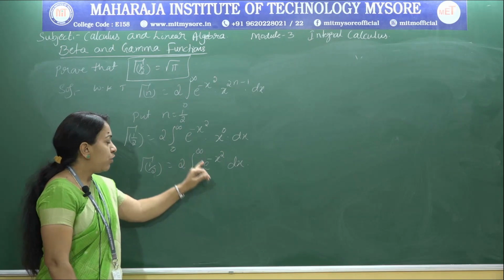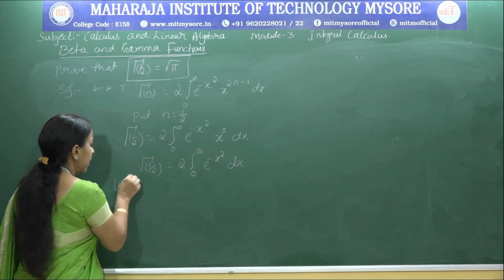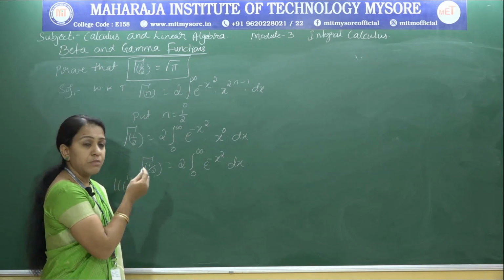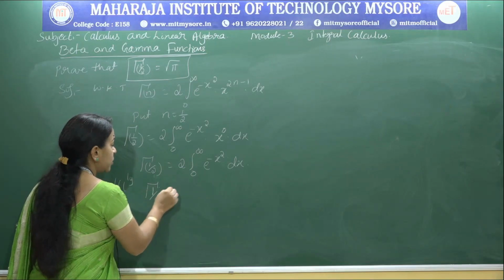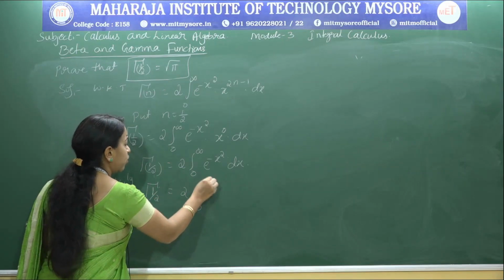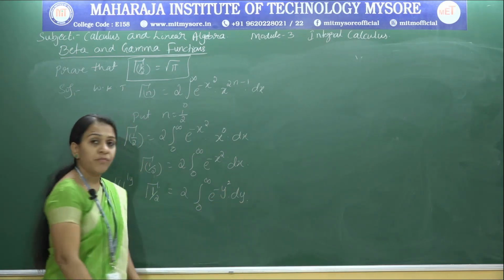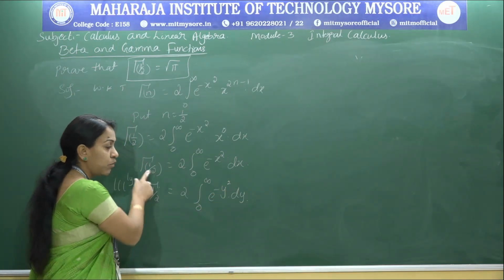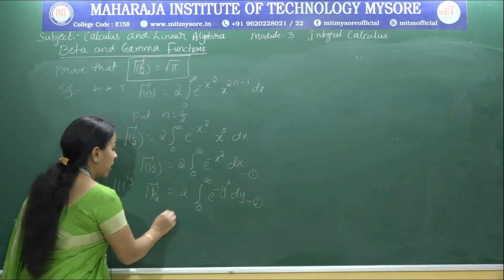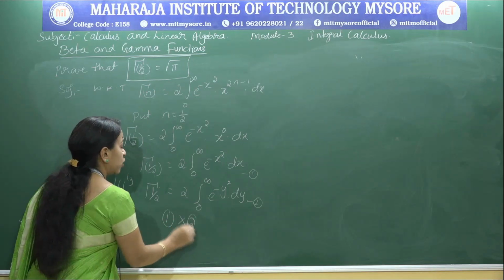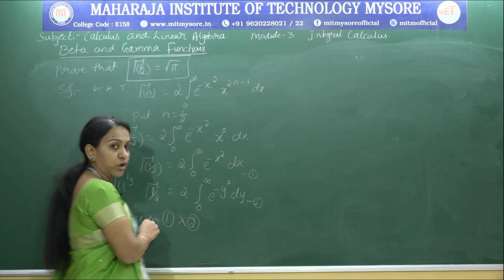So, the integral 0 to infinity e power minus x square dx, similarly I can define it in terms of y, that is gamma half is equal to 2 times the integral 0 to infinity e power minus y square dy. Okay. Now, I multiply both the equations. If I consider 1 and 2, I consider the product of equation 1 and 2.